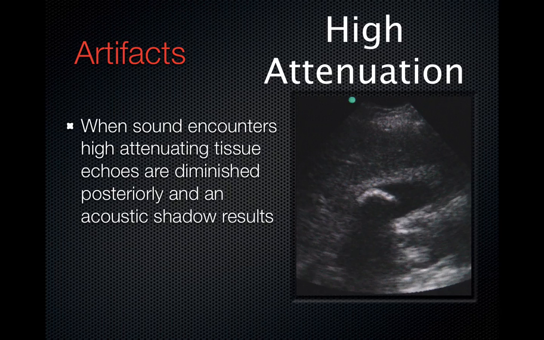Here's an example of a gallstone. Here you see the echo behind the stone creates a shadow. We have a hyperechoic stone with a shadow behind. That is classic of a high attenuating tissue.